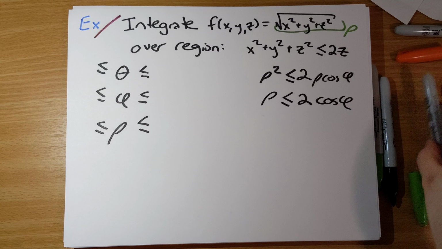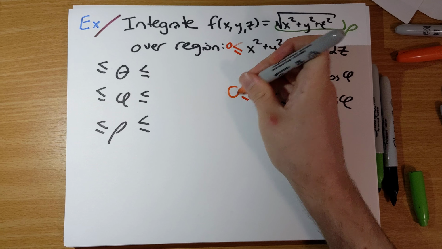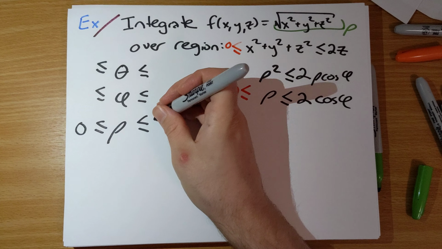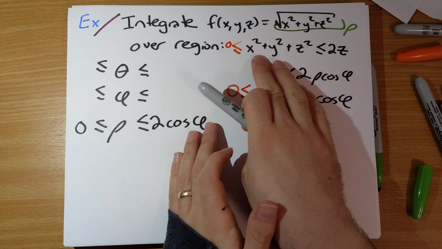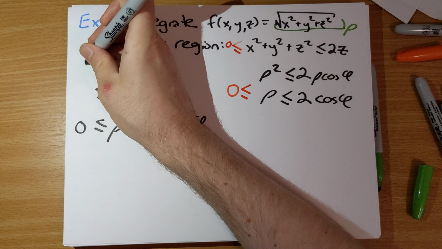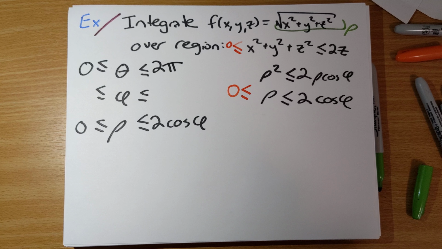Also, something that we should just know is that rho will never be negative here. So our bounds on rho look like they're going to be 0 to 2 cosine phi. There are no constraints specifically about x's and y's, so we're going to do one full loop around the circle. Theta runs from 0 to 2 pi.